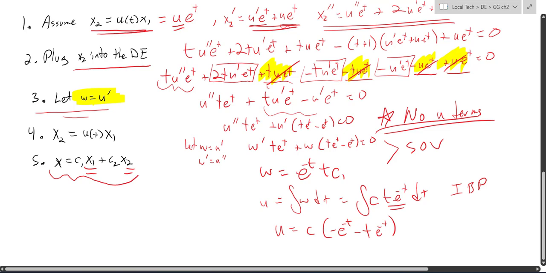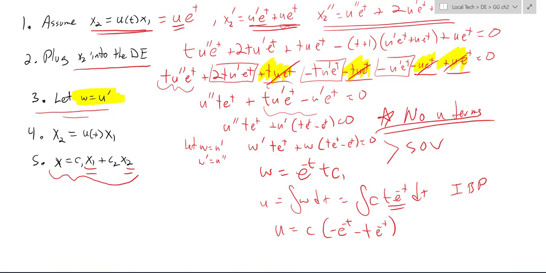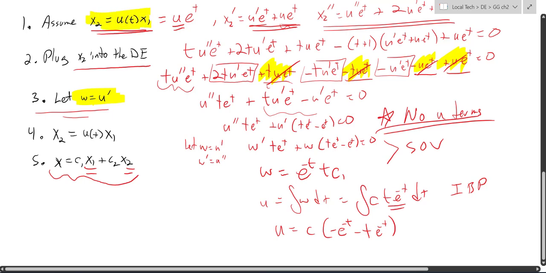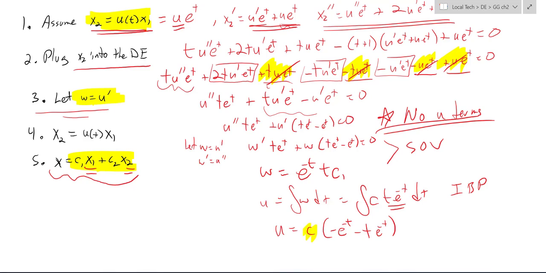All right? Now, we don't really need this constant because really the reason we're looking for u is if we look up at step 1, we're trying to find our second solution, which is some function times x1. And then in the end, our final general solution will have these constants c1 and c2. Those will all be consolidated with this constant. So we can drop out our general constant c.